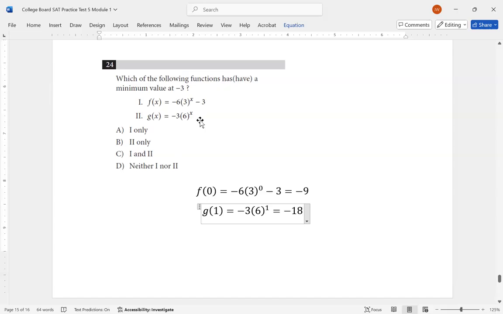If you have access to a graphing calculator, that's pretty straightforward too. If you don't, just realize we have lots of negatives, and so the bigger the x is, the smaller these get. I obviously used 0 and 1; you could use lots of other x values as well. So D is the answer: neither I nor II, neither Roman numeral 1 nor Roman numeral 2, has a minimum value of -3.